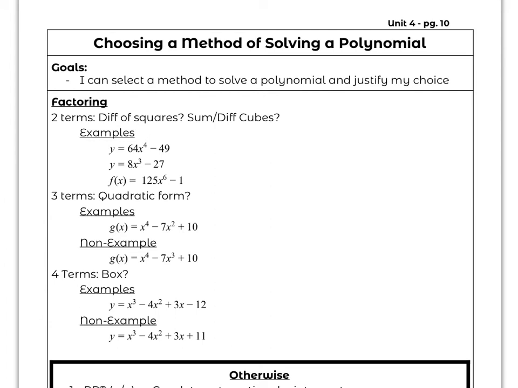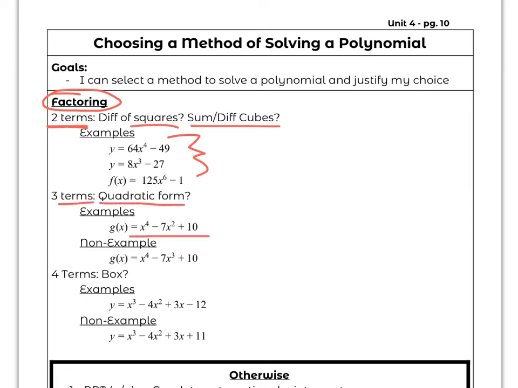All right, so now we've looked at solving by factoring and solving when something doesn't factor. So what I always check for is whether it factors first. So we looked at two terms. Is it a difference of squares? Is it a sum and difference of cubes? Notice I actually have exactly the same examples from that first video. If it's three terms, we look and see if it's what I call quadratic form.